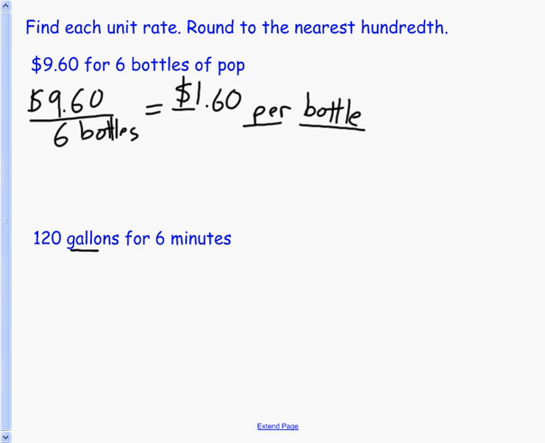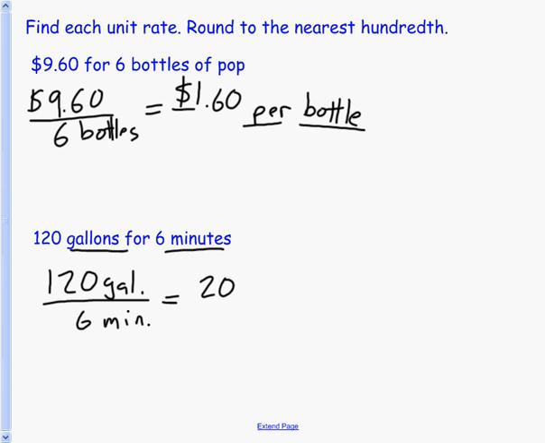Next one, my answer should have gallons per minute. I'm going to write 120 gallons, GAL for short, over 6 minutes. I do see that 6 times 2 equals 12, so 6 times 20 is going to be 120. So I have 20 gallons per minute.